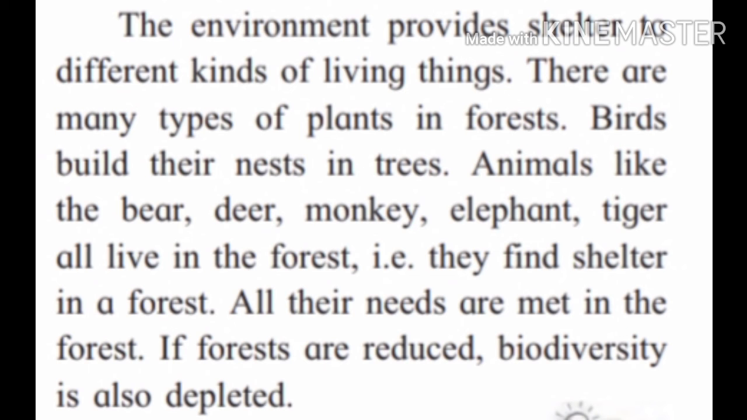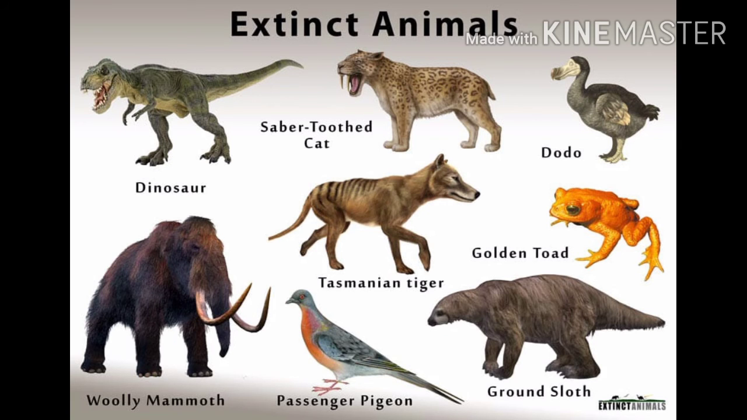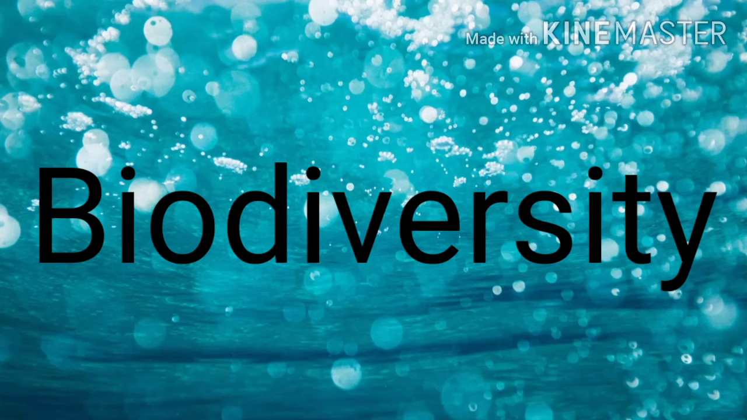If forests are reduced, biodiversity is also depleted. Depleted means to reduce the amount of something so that there is not much left. Students, because of us, the human beings, some animals have gone extinct. We cannot see these animals in life because they have gone forever. So, we have to preserve this biodiversity. Biodiversity depletion means the reduction or loss of plant and animal species.